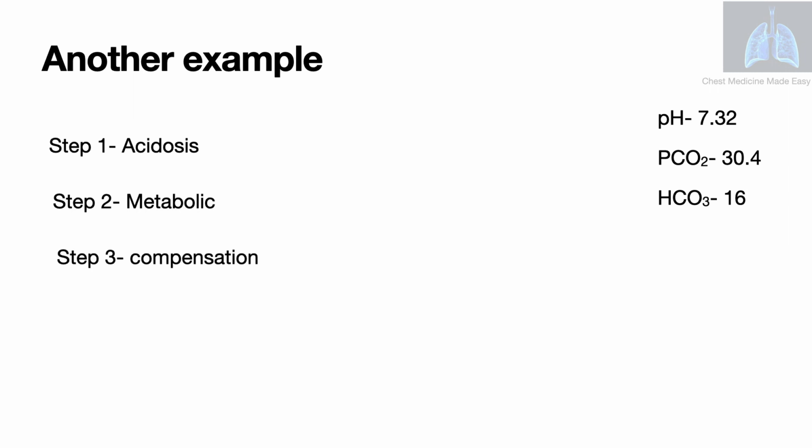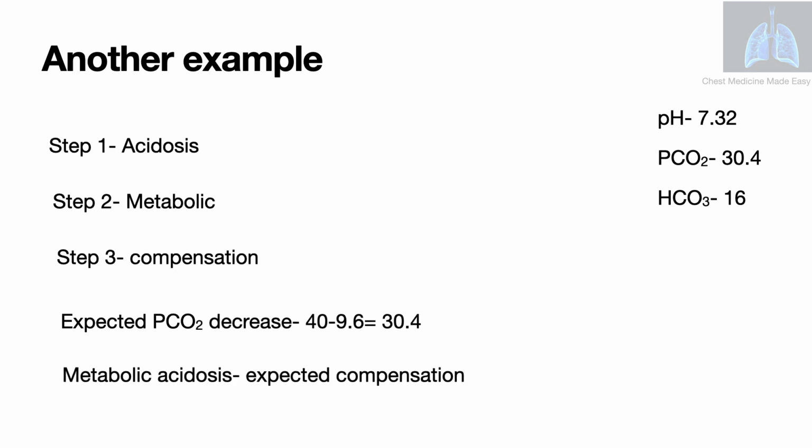Step 3. Let us look at the compensation. So the primary abnormality here is fall in bicarbonate, and the expected compensation is fall in the PCO2. How much has the bicarbonate fallen by? The bicarbonate has fallen by 8 units. So the expected PCO2 decrease is 1.2 for every 8, that is 9.6. So this is a metabolic acidosis with the expected compensation.